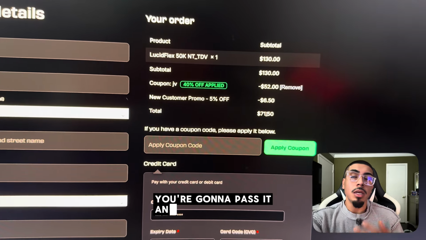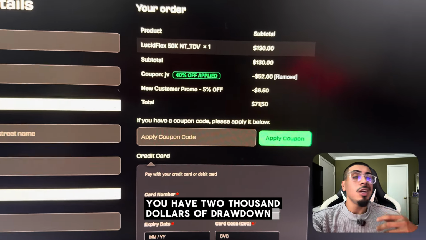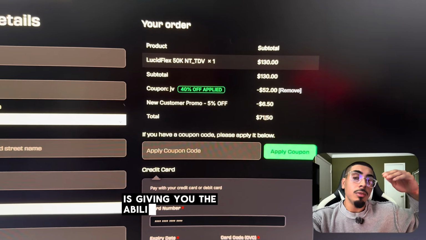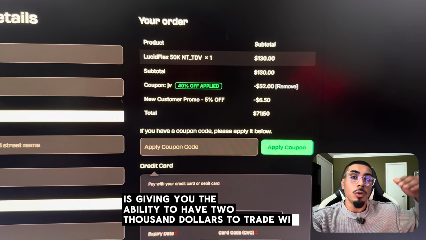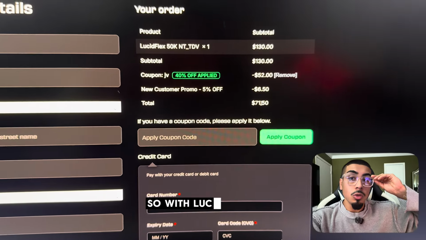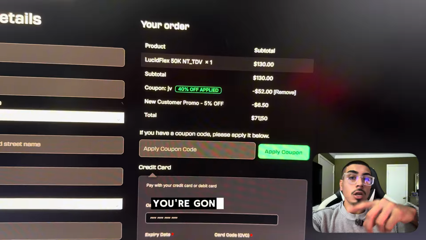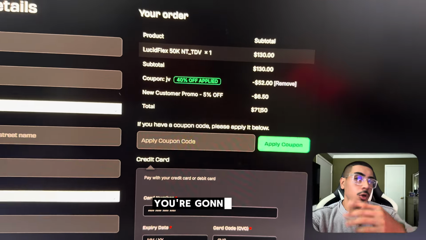You're gonna pass it, and then let's just say once you pass it, you have $2,000 of drawdown. So $71 is giving you the ability to have $2,000 to trade with. Now, the great thing about prop firms is you can have multiple accounts. So with Lucid, you can have 5 accounts, meaning you can copy trade. So whatever you make on one account, you're gonna make in all 5. Whatever you lose on one account, you're gonna lose on all 5.